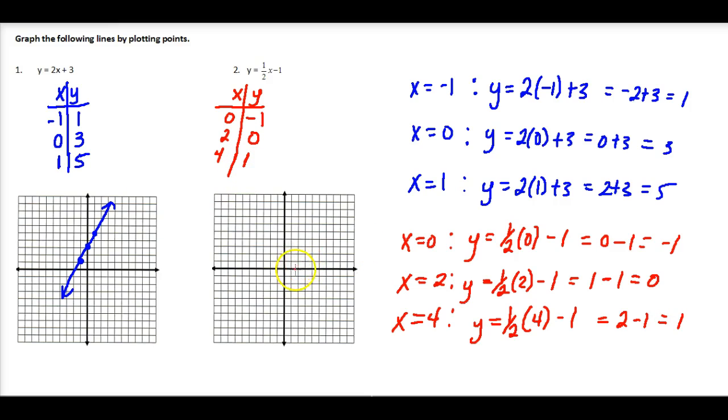And so now we can plot these points. Our first point, 0 units in the x direction, -1 unit in the y direction. And then we have the point (2, 0), which is here, and then the point (4, 1), which is here. And we see that in this instance, when we draw the line, we have another line that has a positive slope, just like the one that we worked on before. So now let's move on to some other examples.